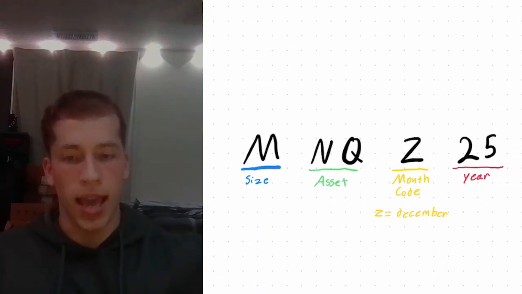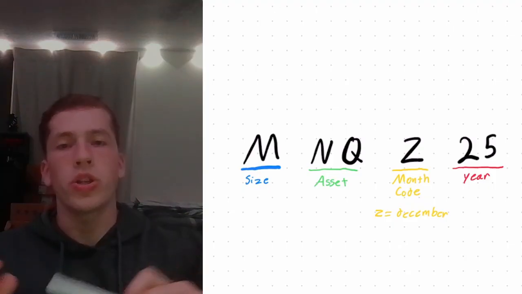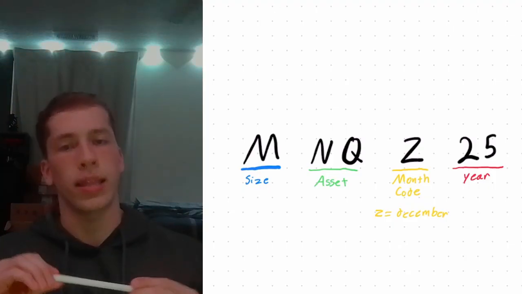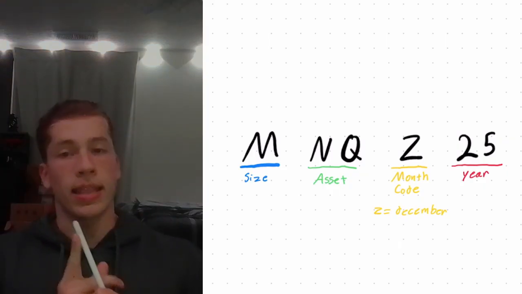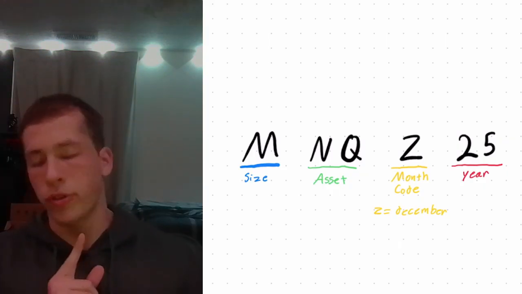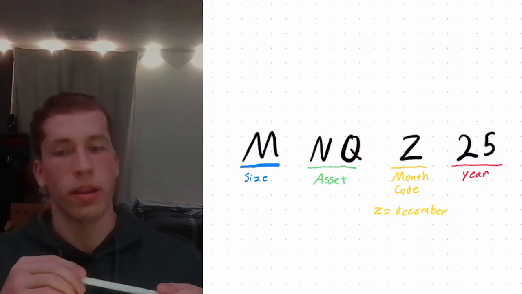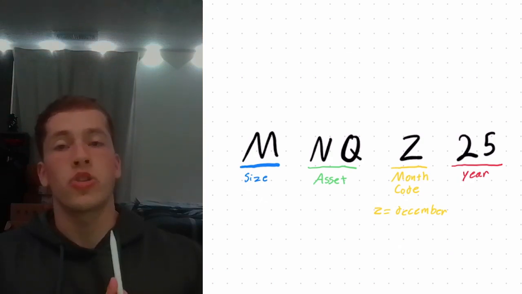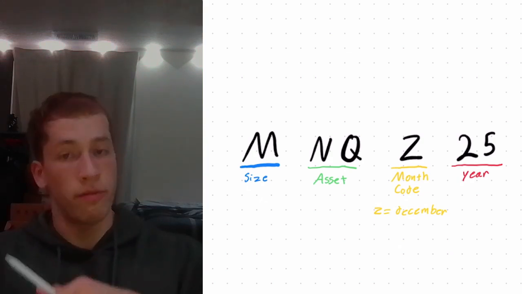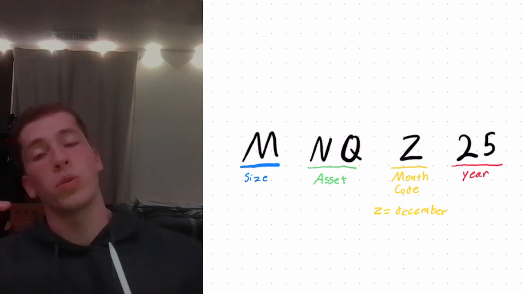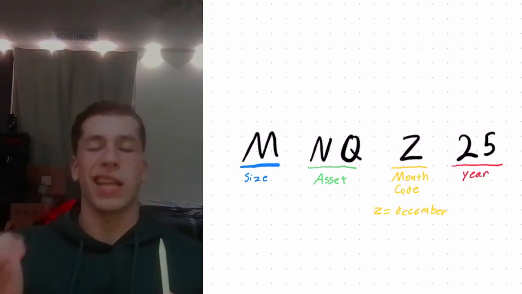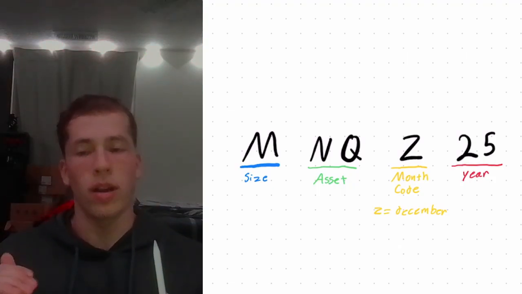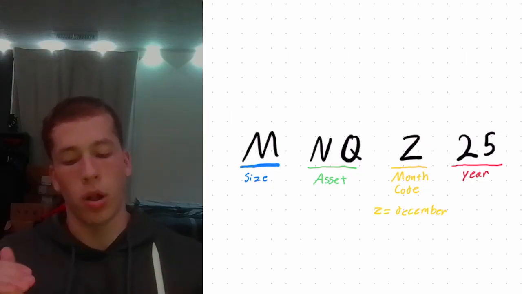The codes of the asset. Frequently when you're trading futures, you're going to see codes like these, and this is what they look like. The first letter is going to indicate the size. So this is a pretty frequent one that you'll see, MNQZ25. M indicates that you're trading a micro version of that future, versus if there was no M in front and it was just NQZ25, you would be trading standard contracts. They wouldn't be smaller. M indicates micro, so it's smaller.